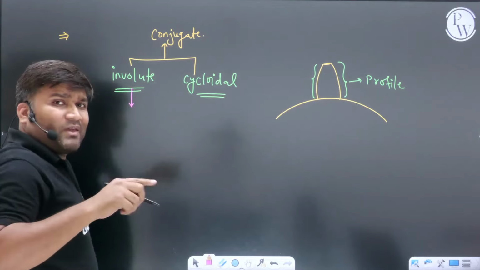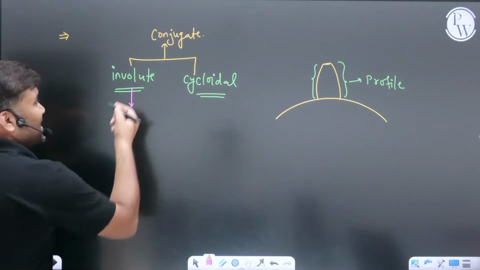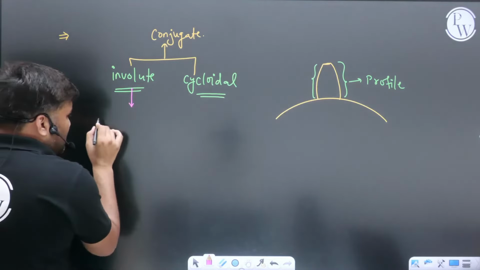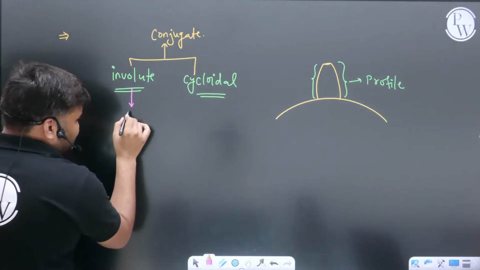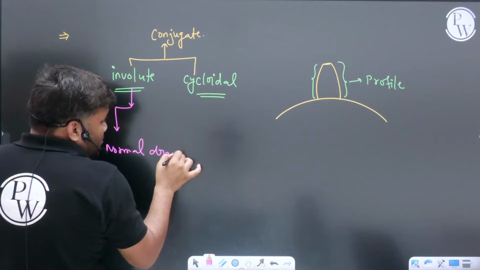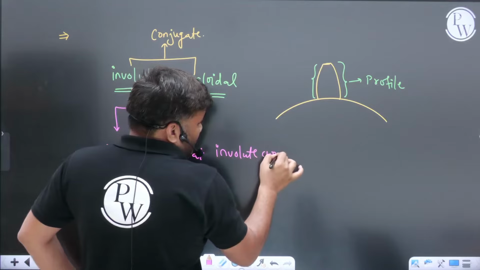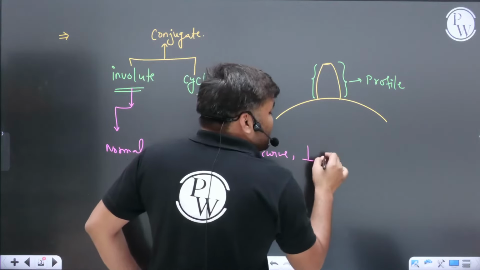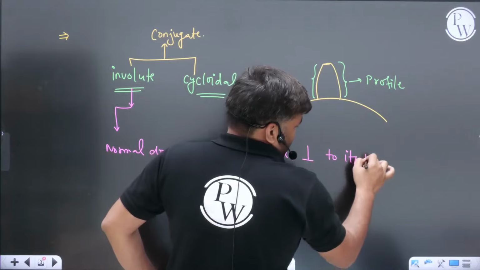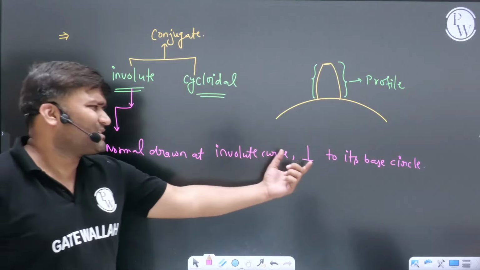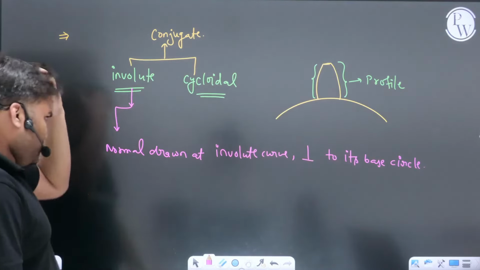Acha, about the involute curve, let me tell you one very important thing: in this involute curve, whatever teeth you have got, whenever I draw a perpendicular, a normal, on this involute tooth drawn at the involute curve, it will be perpendicular to its base circle. Where is this base circle? How does it look? I will show you this, hai na?